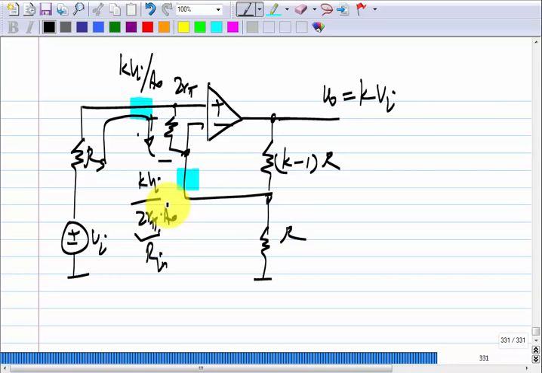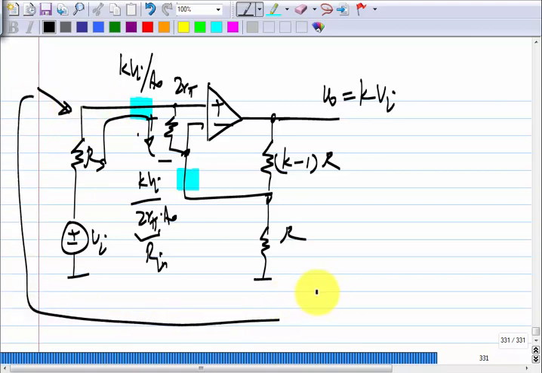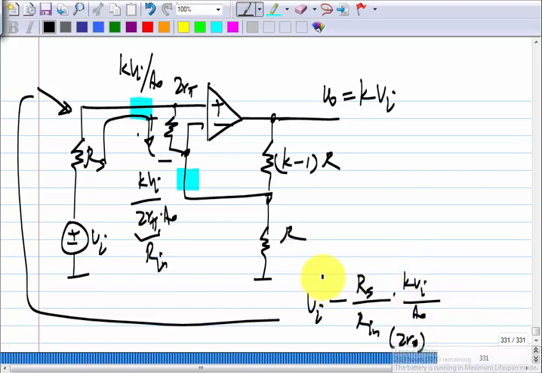So, the input resistance of an op amp is not necessarily a catastrophic thing. It will make a difference because now it will cause some drop. Roughly speaking, instead of getting Vi here, what is the value you get? Vi minus Rs by Rin, where Rin for this particular case is 2 R pi, times KVi by A naught. So, depending on the value of A naught, this could still be close to Vi. So, the circuit can still function more or less normally.